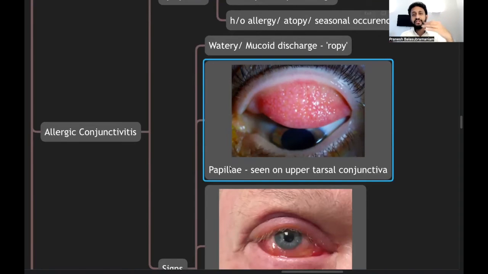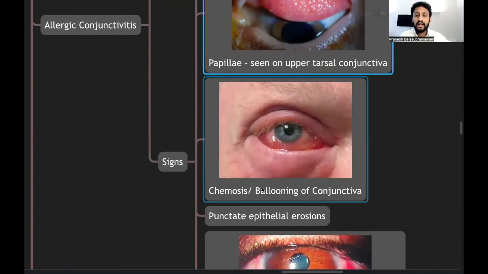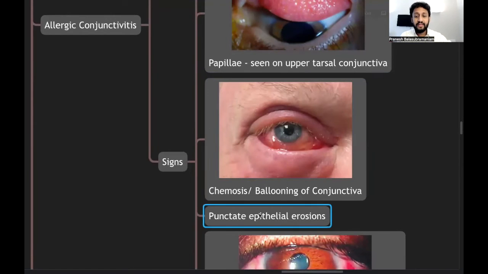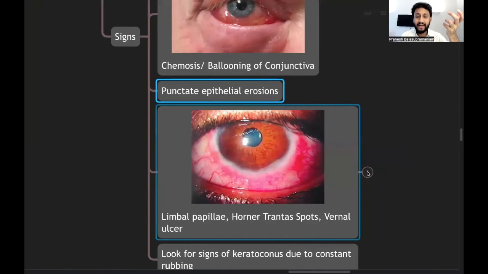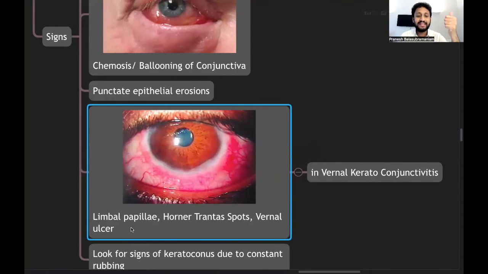Presence of papillae. We saw that papillae were also found in bacterial conjunctivitis, but papillae are more specific for allergic conjunctivitis, and most often they are seen in the upper tarsal conjunctiva. These papillae can become like big blocks, what we call cobblestone papillae, in vernal keratoconjunctivitis. Very important. Again, you can see chemosis or ballooning of the conjunctiva. The patient can have punctate epithelial erosions on the cornea, so always stain these patients. In vernal keratoconjunctivitis, you will see very typical signs called limbal papillae, Horner-Trantas spots, and vernal ulcer of the cornea as well, where you'll have a defective vision.